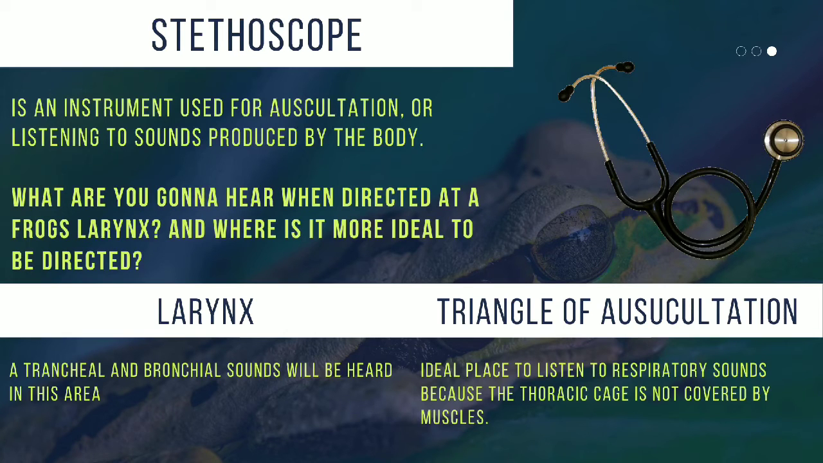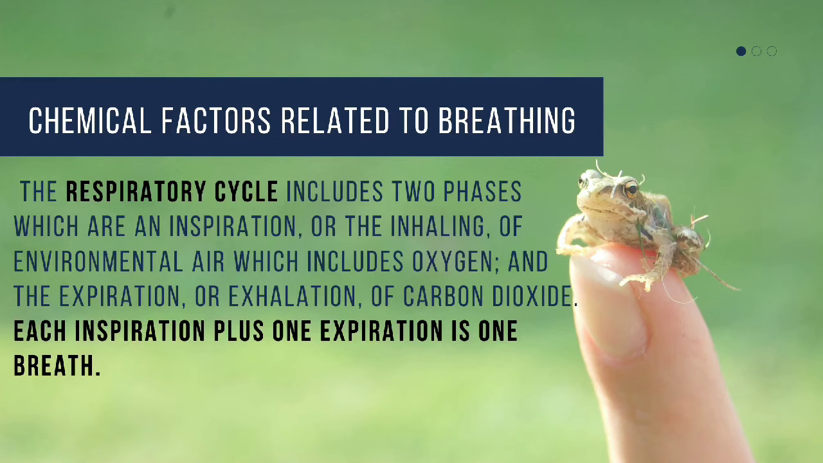What are you going to hear when directed at a frog's larynx? And where is it more ideal to be directed? In the larynx, a tracheal and bronchial sound will be heard. And the ideal place for a stethoscope to be directed is the triangle of auscultation.